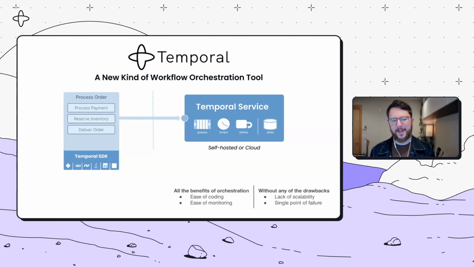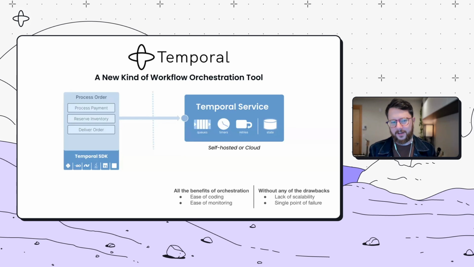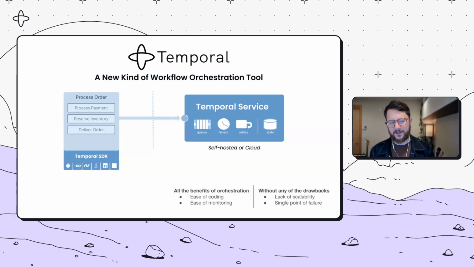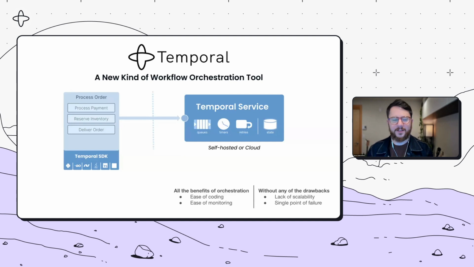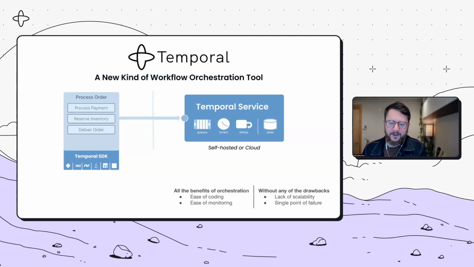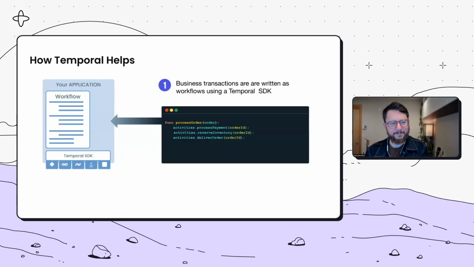And so you're going to get all the benefits of orchestration. You get a single place to code your control logic. You get a single place to monitor how that's going, right? Those transactions are going without any of the drawbacks. You don't lack scalability. You don't have this single point of failure issue. And I'll also explain how that works in a second.